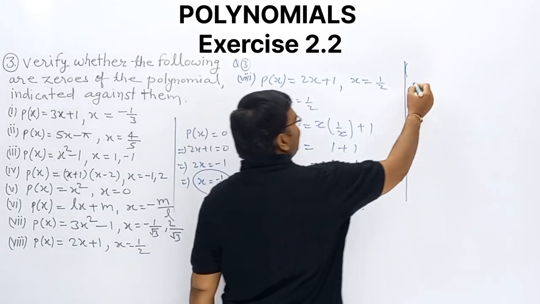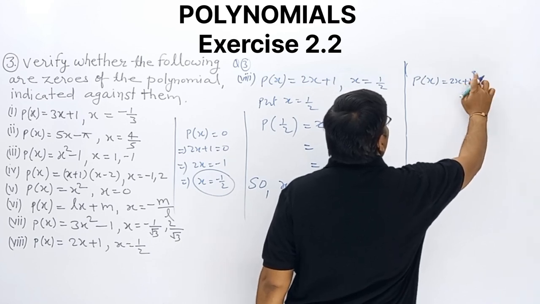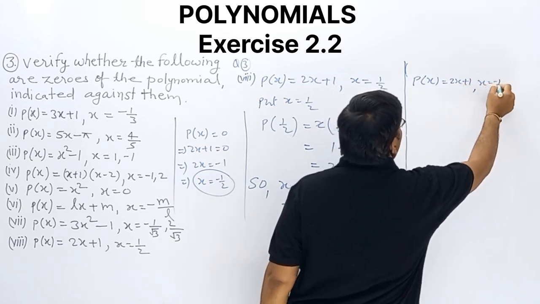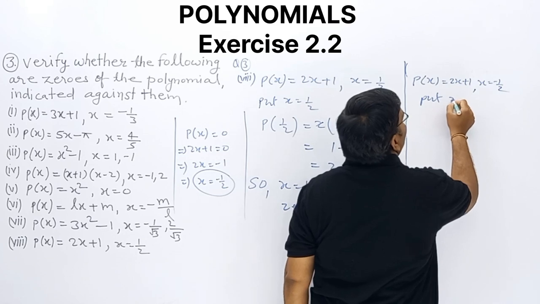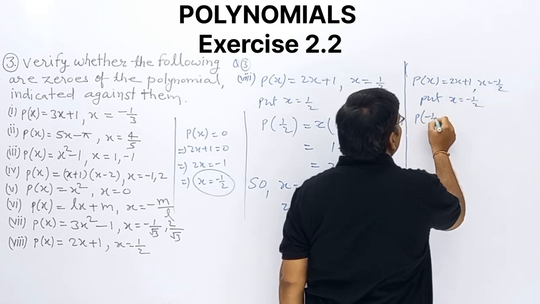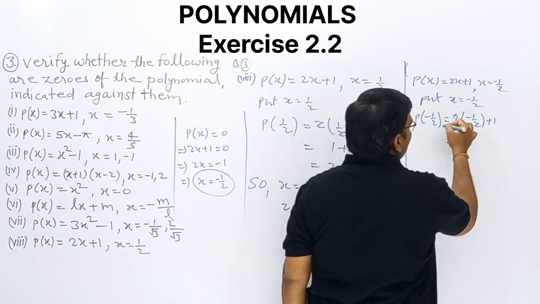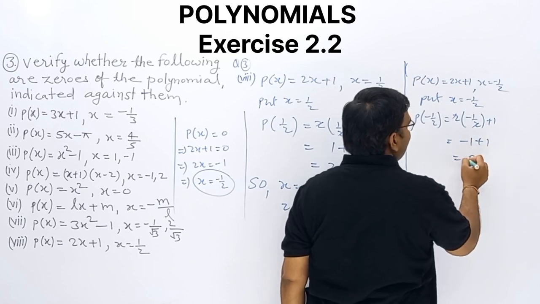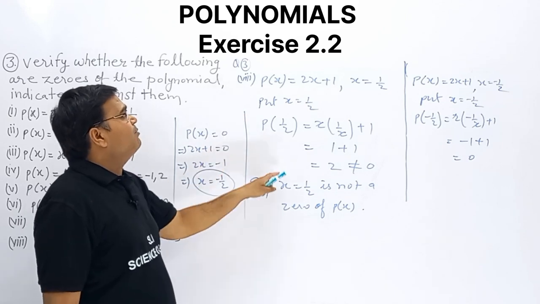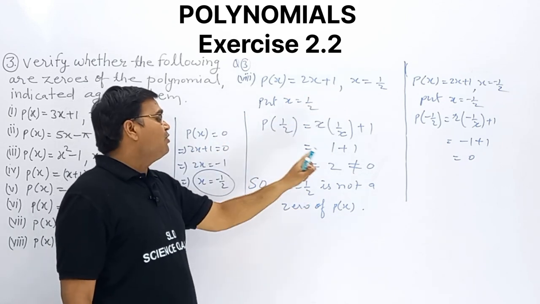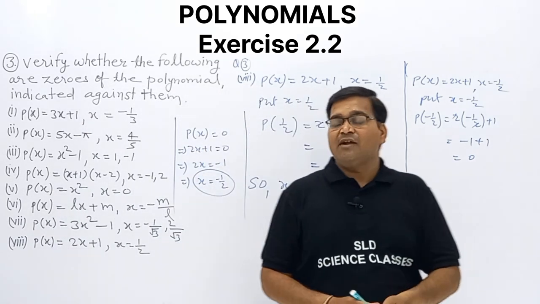If the question is given like this, p of x equal to 2x plus 1, and its 0 is x equal to minus 1 by 2, we will put x equal to minus 1 by 2. Then p of minus 1 by 2 will be what? 2 into minus 1 by 2 plus 1. Minus 1, both will be cancelled. So minus 1 plus 1, result will be 0. So we can say x equal to minus 1 by 2 is the 0. But in question number 7, x equal to 1 by 2 is not a 0 of p of x. Clear?